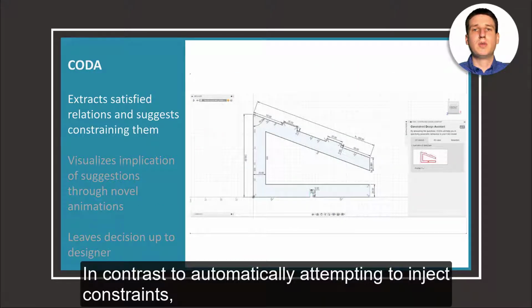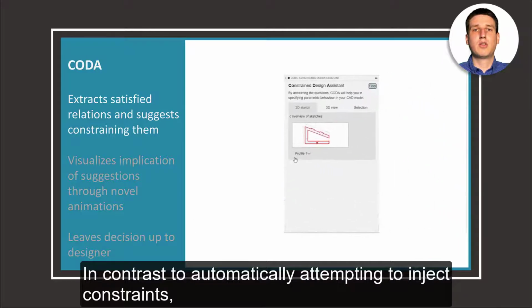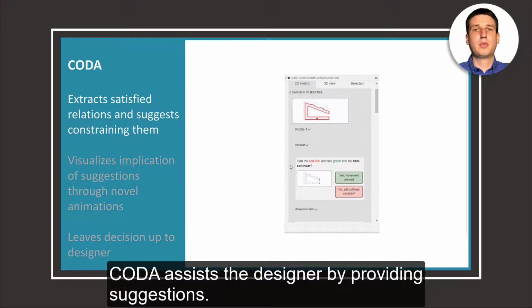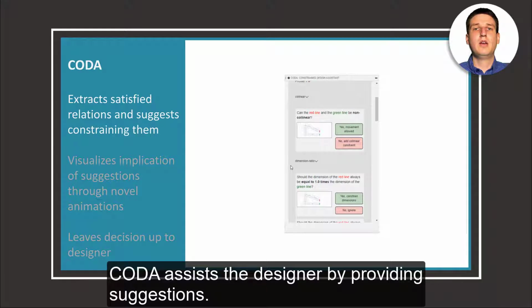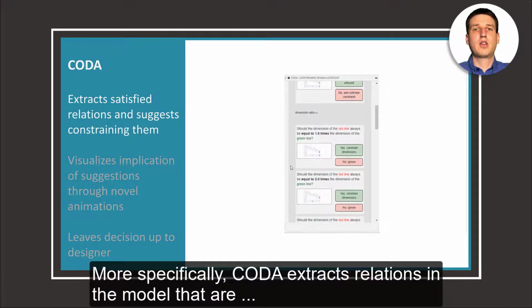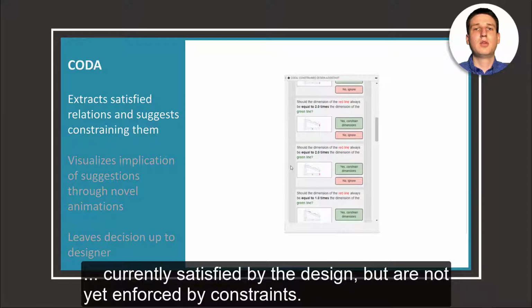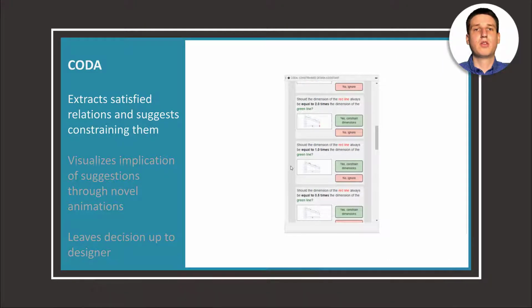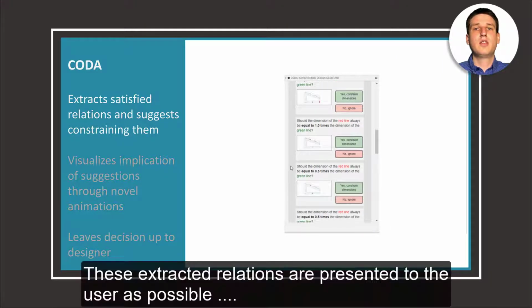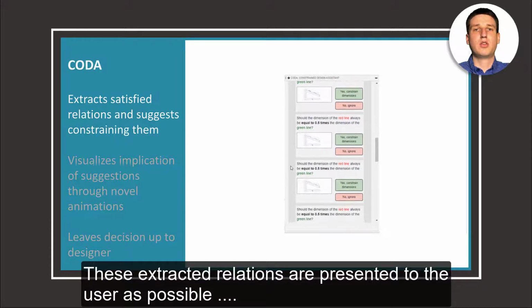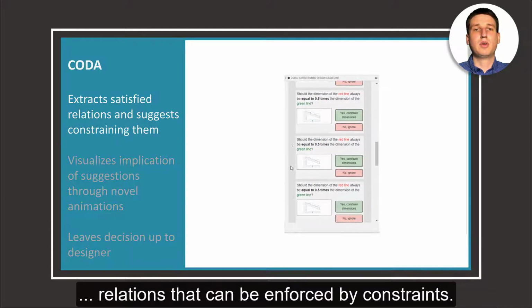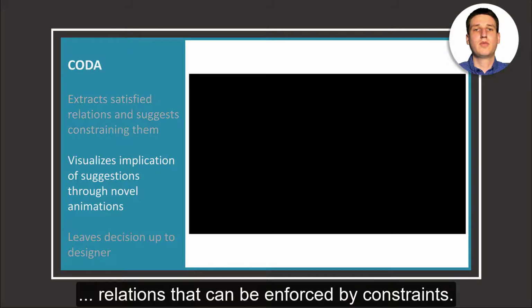In contrast to automatically attempting to inject constraints, CODA assists the designer by providing suggestions. More specifically, CODA extracts relations in the model that are currently satisfied by the design but are not yet enforced by constraints. These extracted relations are presented to the user as possible relations that can be enforced by constraints.